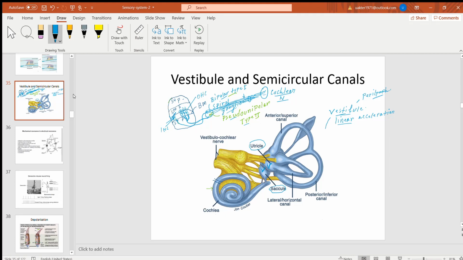So the vestibule we can actually divide into two parts: the outer bony part, or outer bony labyrinth. Makes sense? And the outer bony labyrinth is filled with a fluid that is called the perilymph. Okay, and the inner part has the utricle and saccule.